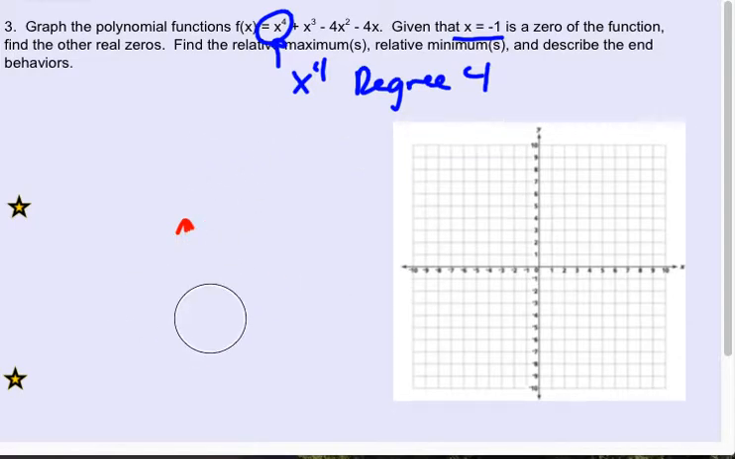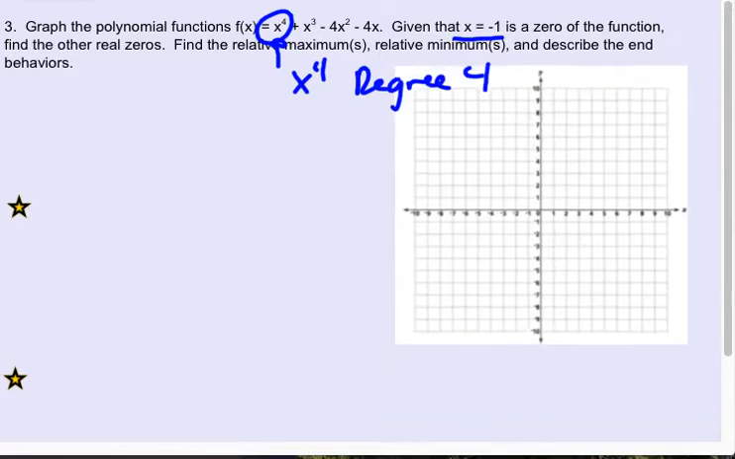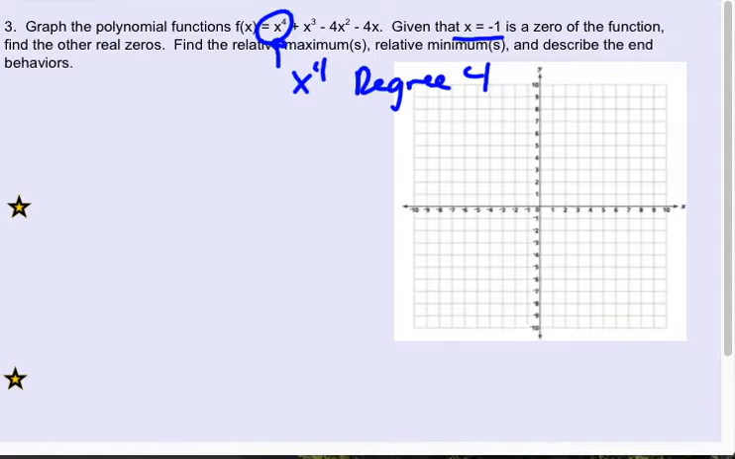Well, let's just graph another little one. We know our graph should look something like this. It's a degree of 4. It should kind of look like a W, because the x to the fourth is positive. If the x to the fourth was negative, then my first end behavior would be going down, but that means both my end behaviors would be going down because it's an even degree.